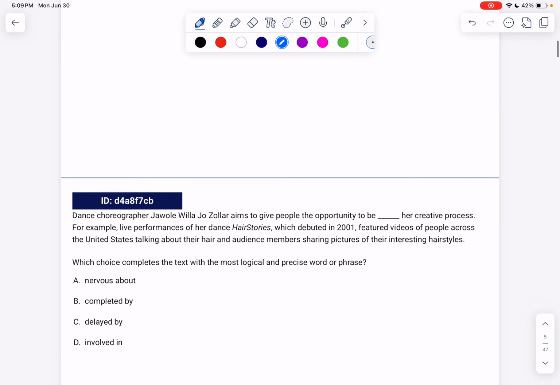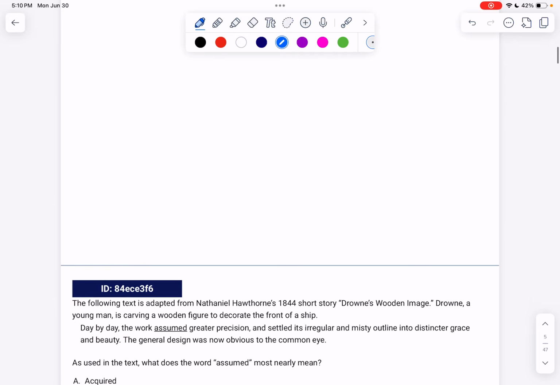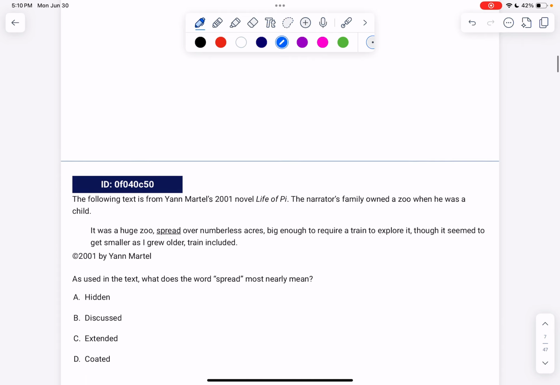All right, let's look at the next one. Oh, I think we already saw this one. Let's go on to the next one. Oh, we already saw that one. Let's go on to the next one.